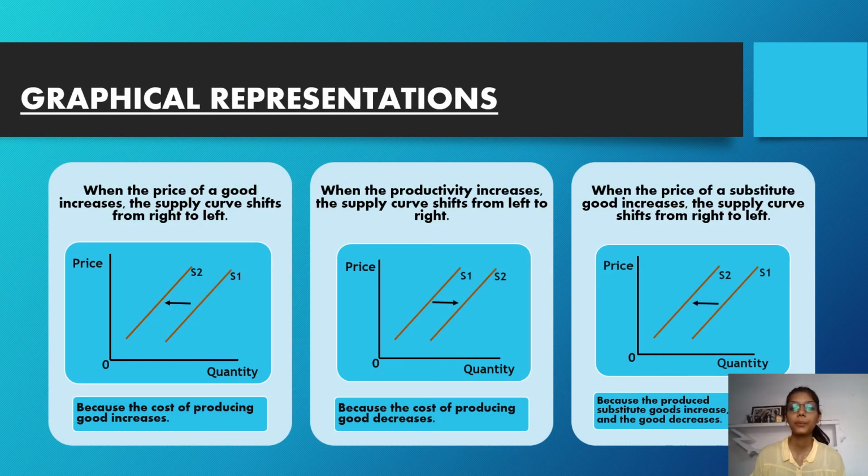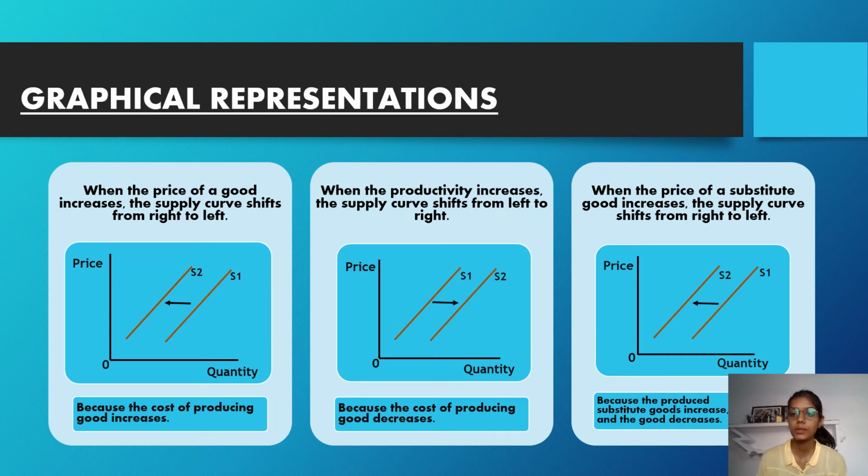There are graphical representations of supply. When the price of input increases, the supply curve shifts right to left, from supply 1 to supply 2, because the cost of producing the good increases. When productivity increases, the supply shifts left to right, from supply 1 to supply 2, and it shows an increase because the cost of producing the good decreases.